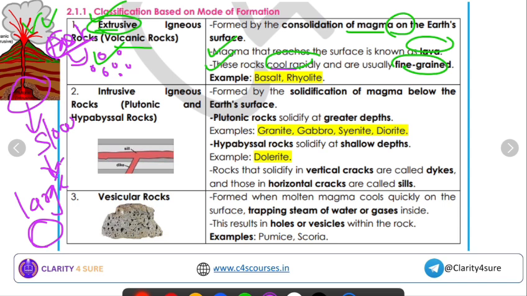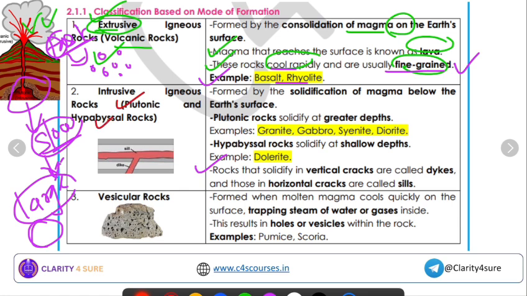So this is the only thing here. It cools rapidly. As it is in the atmosphere, the cooling is faster, and because of that, they are going to cool individually, making them fine grain. But this plutonic rock is going to cool down slowly, which is going to give that rock time to stick together, which makes it a large rock. So this is the one concept here. Examples of extrusive rock are basalt, rhyolite, etc. And the intrusive rock is what? It could be plutonic, it could be hypabyssal.